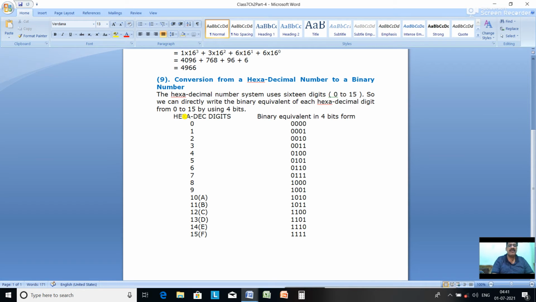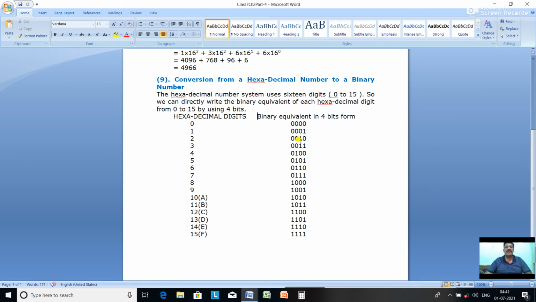Hexadecimal. So hexadecimal digits are from 0 to 15. Now see, first digit is 0. Do you know the binary of 0 is 0 only? So on the left side we will put 000 to make it 4 bit. Binary of 1 is 1 only. To make it 4 bit, on the left side we will put 000.